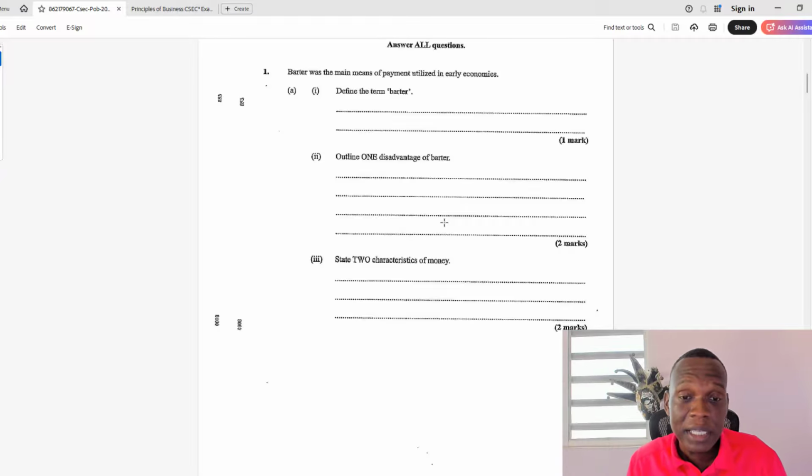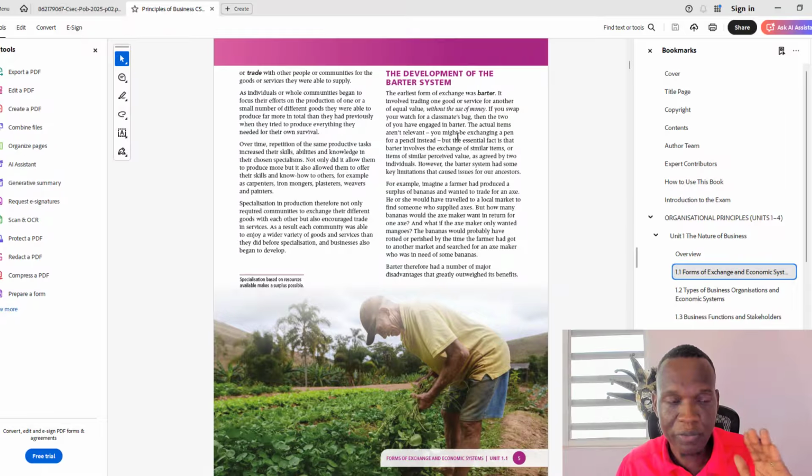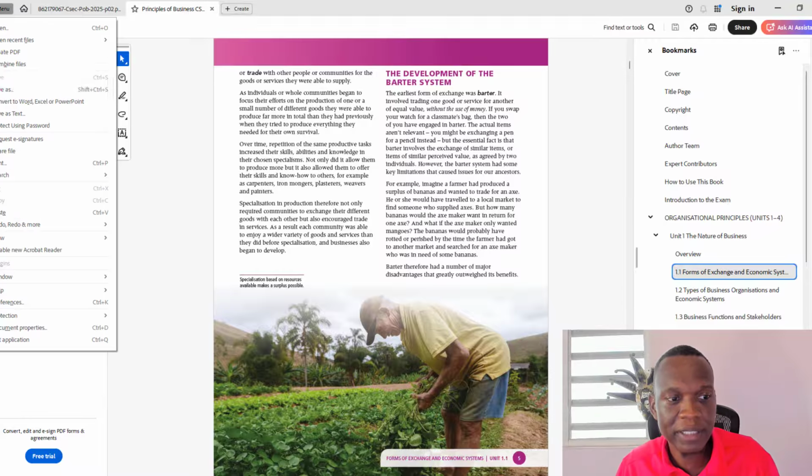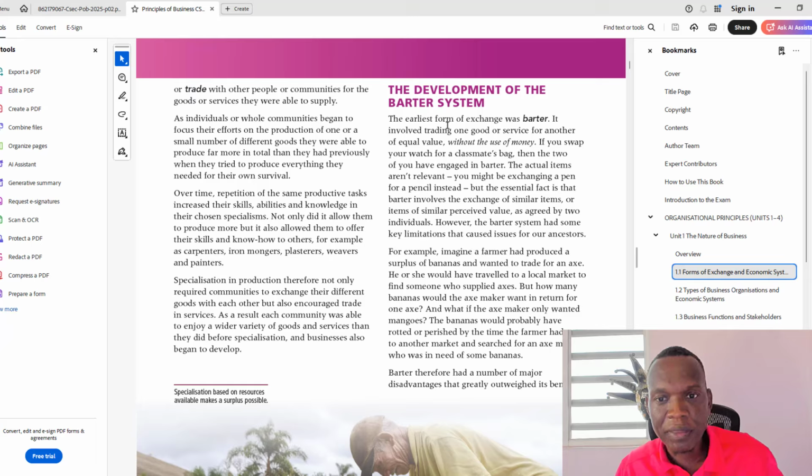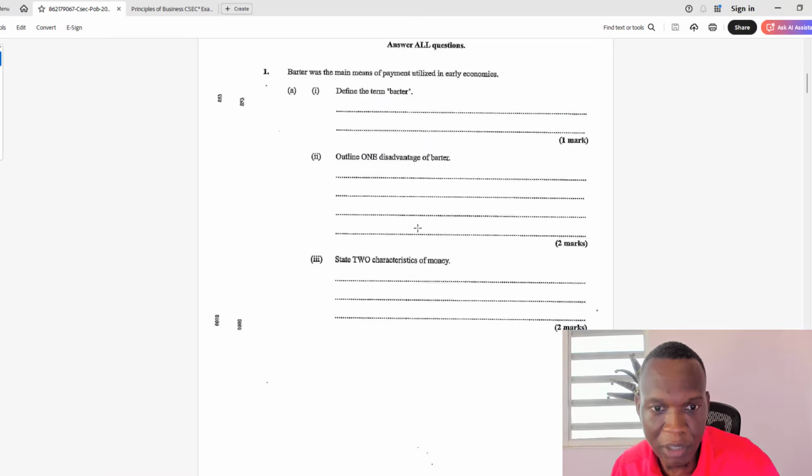So, barter can be defined as the exchange of goods or services for other goods or services, and the key part here, without the use of money. You can see it right here in your lovely textbook. Barter involves trading one good or service for another one of equal value without the use of money. So that is barter as a definition.